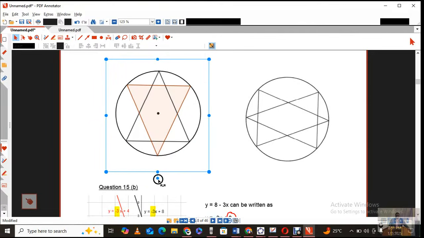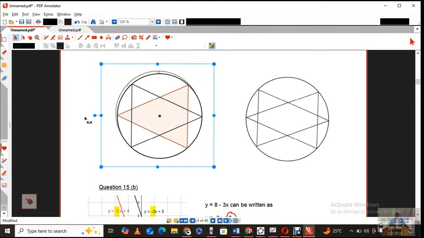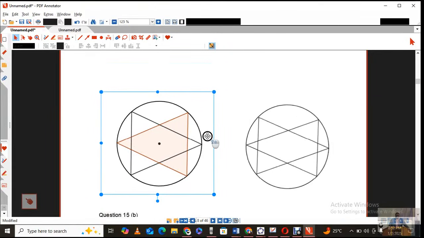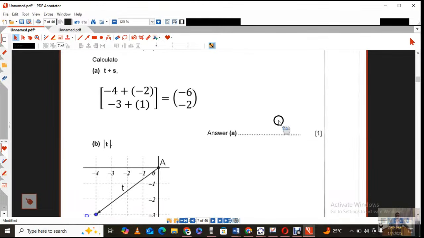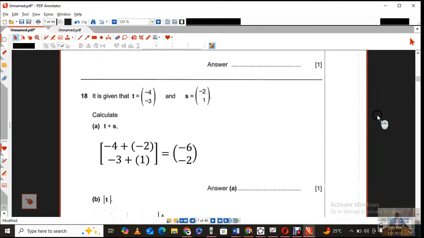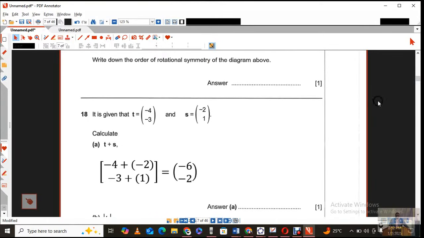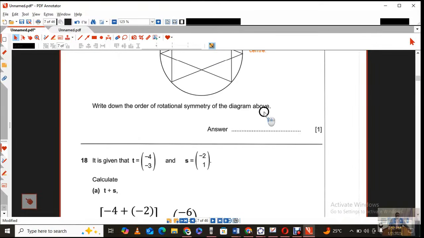But if I were to go another 90 degrees, so I'm now at 180, can you see that? Just ignore the shaded part, but now the shape exactly coincides with itself. So we say that this shape has got order of rotational symmetry of 2. The question was asking us to write down the order of rotational symmetry.